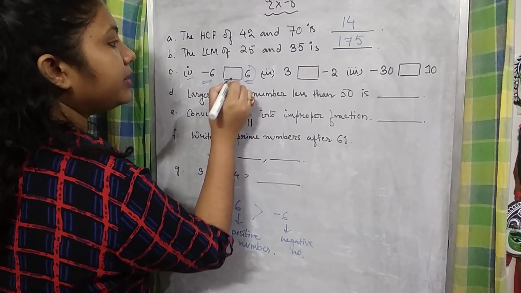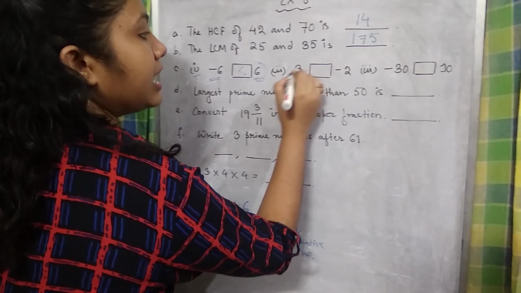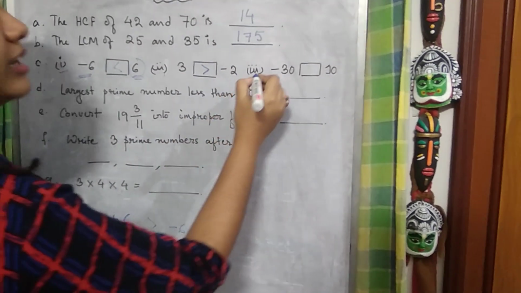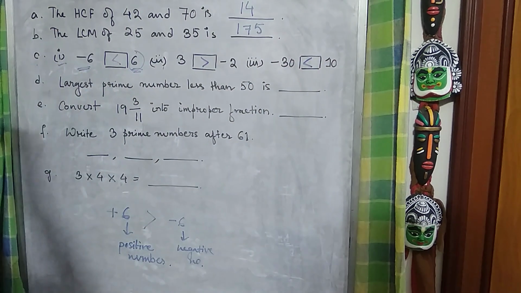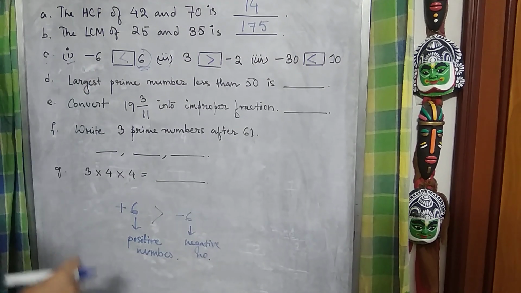So here, who will be the bigger one? 6 will be bigger than minus 6. In number 2, 3 will be bigger than minus 2. And in number 3, 10 will be bigger than minus 30. Understand? In this way we find out which are bigger and which are smaller.